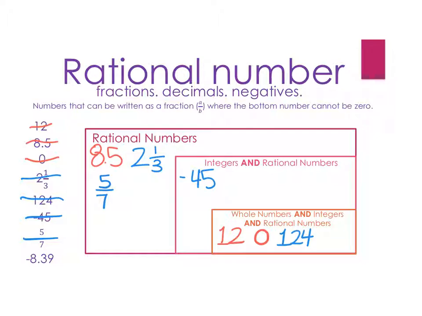My last number is -8 39/100. -8 39/100, it's negative and it's a decimal. I know that whole numbers can't be decimals and can't be negative. Integers can be negative, but they can't have any decimals. So my only option is rational number. So -8 39/100 would be a rational number.